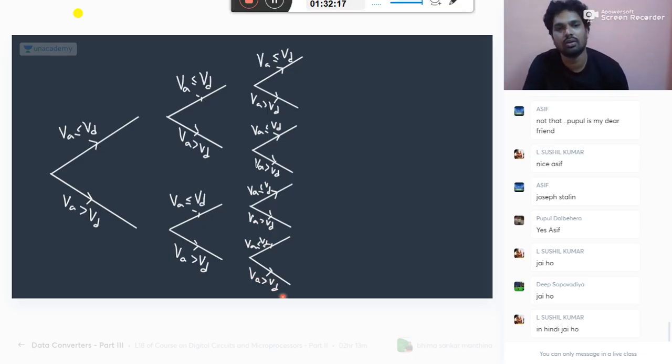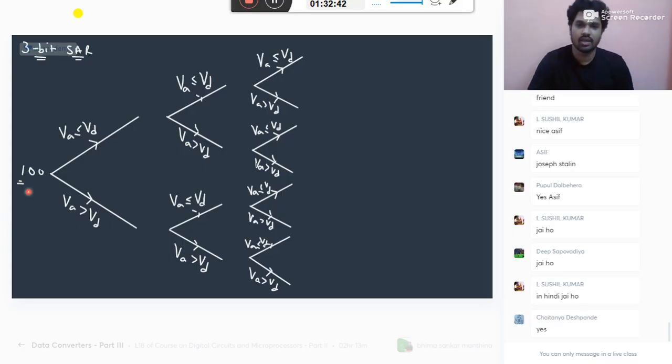Okay, now listen. It is a 3-bit SAR. So in the first step, what do you do? You make the first bit 1 and the rest all zeros. Is everybody clear on this point? In the first stage, what is your job? To make the input bit equal to 1, remaining all bits equal to 0.